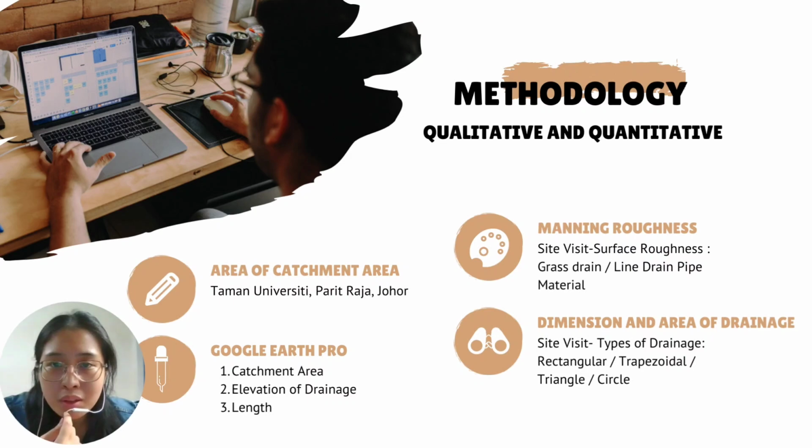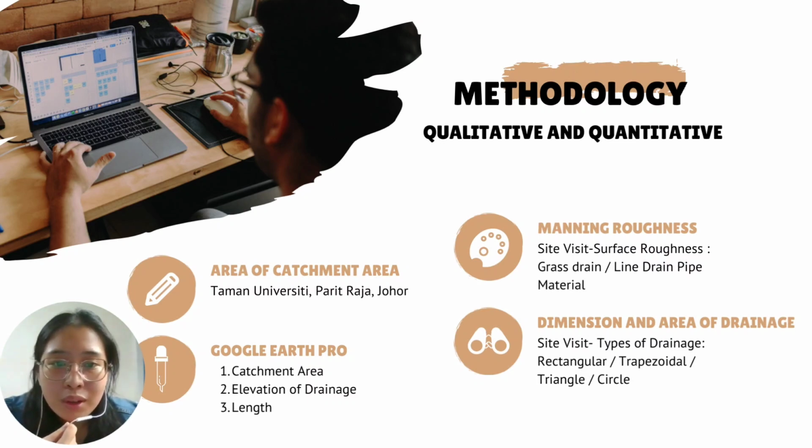At here, our methodology uses both qualitative and quantitative methods, which will involve some calculation to get the cubic, and we'll also find some internet resources to get the information that we need. At first, we'll determine the catchment area, which is located at Taman University Payung Raja. Second, we'll use the Google Earth Pro tool to get the catchment area of the site, and also the highest and lowest elevation of the drainage, and the length of the drainage area.